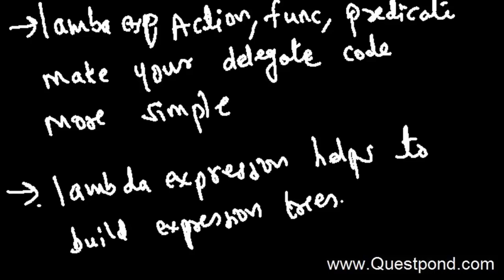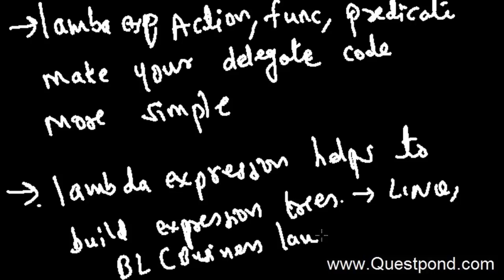The second place where Lambda expression specifically is very useful is to create expression trees. We're going to talk about expression trees in detail later on, but you can see the implementation of expression trees in LINQ as well as other languages. So these are the two places where you will be using these four principles. The first is when you want to make your delegate code simpler, and the second is when you want to build expression trees. So let's go and see the first important use practically.